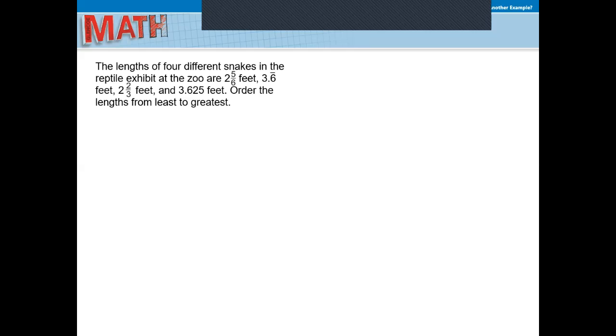Here's one for you. The lengths of 4 different snakes in the reptile exhibit at the zoo are 2 and 5/6 feet, 3 and 6/10 repeating feet, 2 and 2/3 feet, and 3 and 625 thousandths of a foot. Order the lengths from least to greatest. You're going to need to change them all into decimals, compare the place values, and put them in order from least to greatest. Show all your work in the notebook. Press play when you're ready to go on.